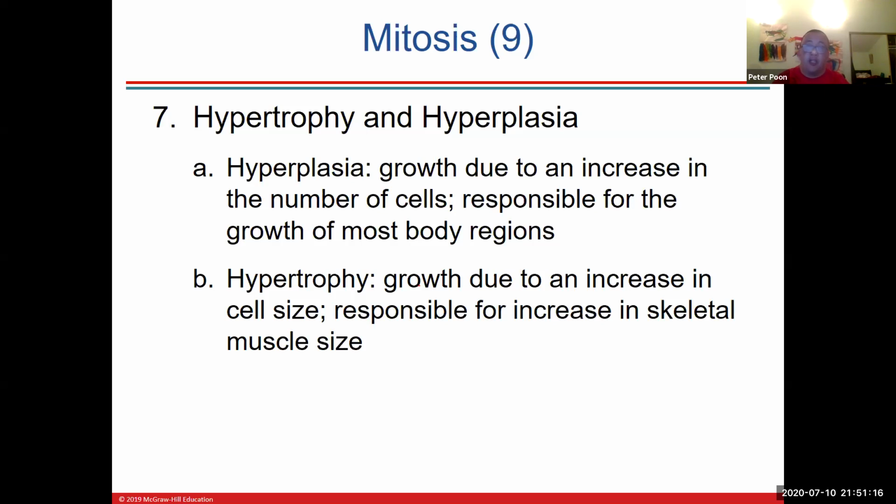Hypertrophy and hyperplasia. Trophy is growth of size. Hypertrophy is growth of size. Hyperplasia is more cells, faster growing cells.